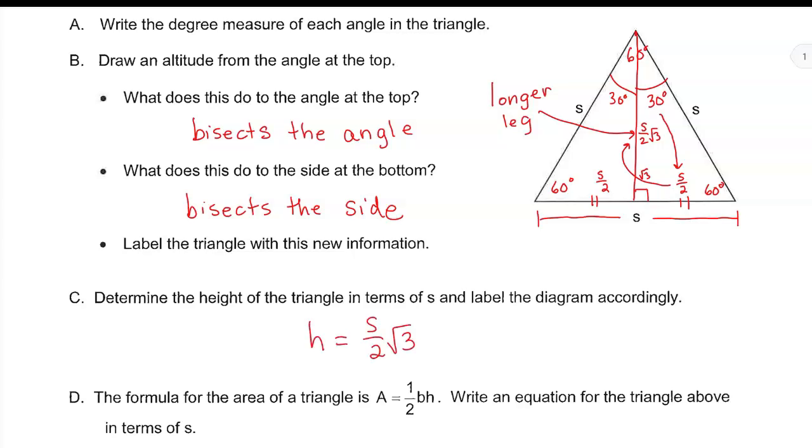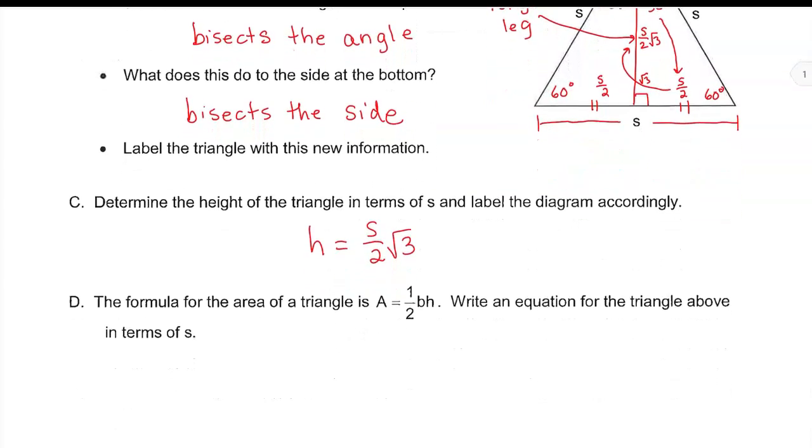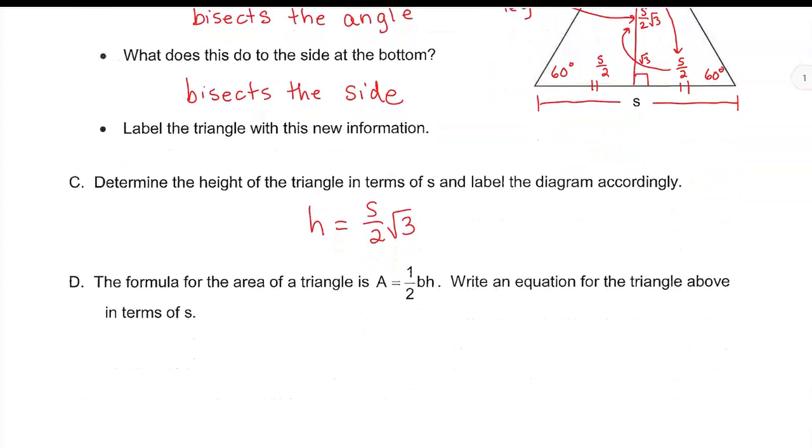With that information, we're going to look at the formula for area of the triangle now. Area of the triangle formula we learned from the last section is 1/2 base times height. If I replace the base with the letter S, because that's how we labeled the base of that triangle, then I replace the height with our new expression, S over 2 root 3. This is the formula for area of an equilateral triangle.